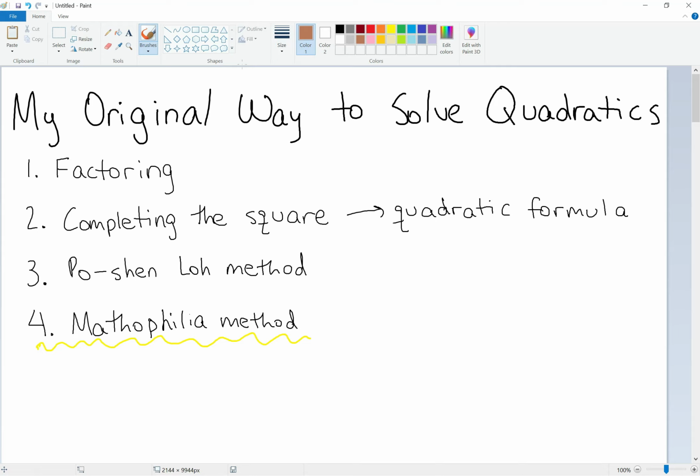So the third method is the Poshen-Loh method, which is this new way of solving quadratics created by none other than Poshen-Loh. And it happens to be another method to prove the quadratic formula. And finally, there's the Mathophilia method, which is the method that I'm going to show you today, which I think I created on my own. If it exists already, well then that kind of ruins the point of this whole video. So hopefully it doesn't exist already, but that ends up being another way of deriving the quadratic formula, and it's just a way of solving quadratics on its own. So let's get into it.